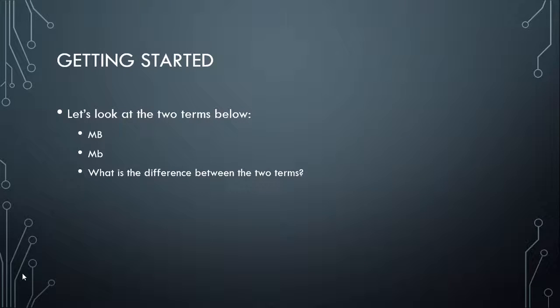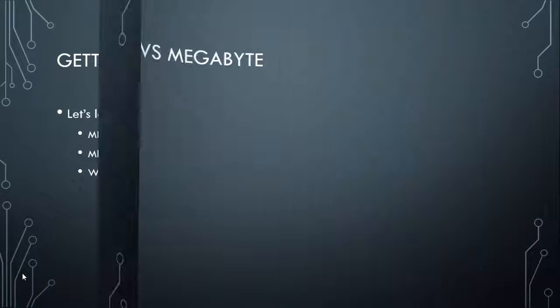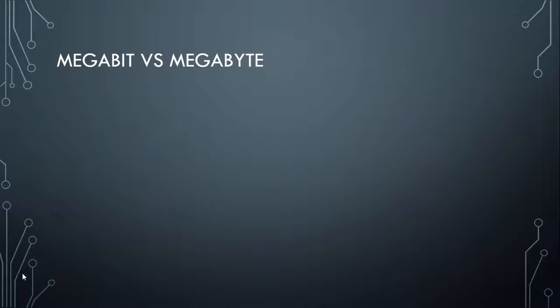If you notice, they're very similar. We have MB and Mb. But you can probably look at them and see that there is a distinct difference between the two. One has an uppercase B, one has a lowercase b. You're probably like, what's the difference? Well, there's actually quite a significant difference between M with a capital B and M with a lowercase b. The one with the uppercase B is megabyte, the one with the lowercase is megabit.